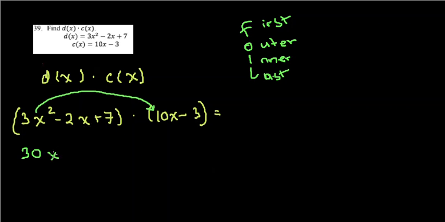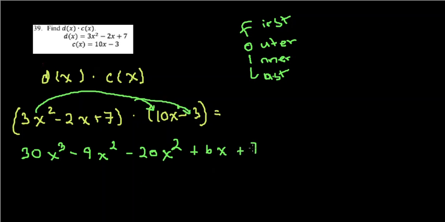X squared times x is x cubed. So what I basically did was, when you multiply x's, you add their exponents. So this is 3. So 3x squared times negative 3 is going to be negative 9. And then now drop the x squared. Negative 2 times 10 is negative 20. X times x is x squared. Negative 2 times negative 3 is positive 6. Drop the x. 7 times 10 is equal to positive 70x. And finally, 7 times negative 3 is negative 21.